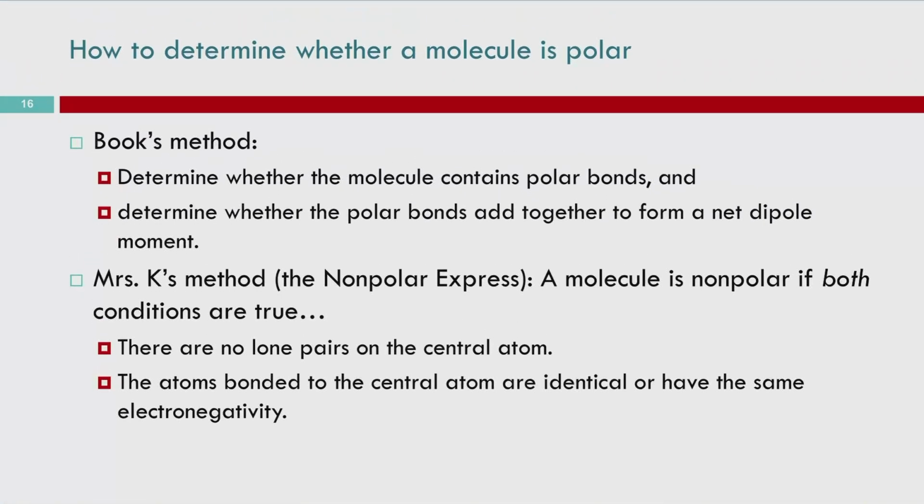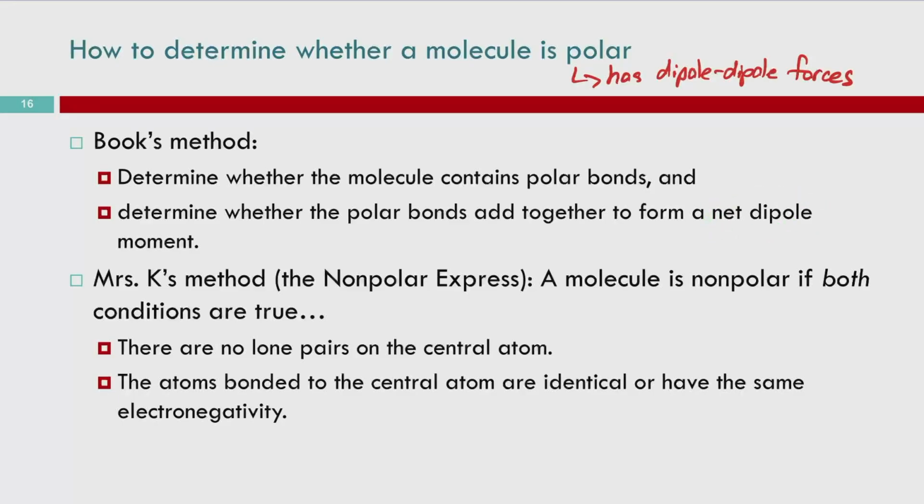All right. So to determine whether a molecule is polar, whether it has access to dipole-dipole forces, there are methods. And we talked about the Book's method. I don't know if this is our current Book's method or just the old Book's method. You need to figure out whether there's polar bonds. It has to have polar bonds to be a polar molecule. And then determine whether those bonds add together to form a net dipole moment.